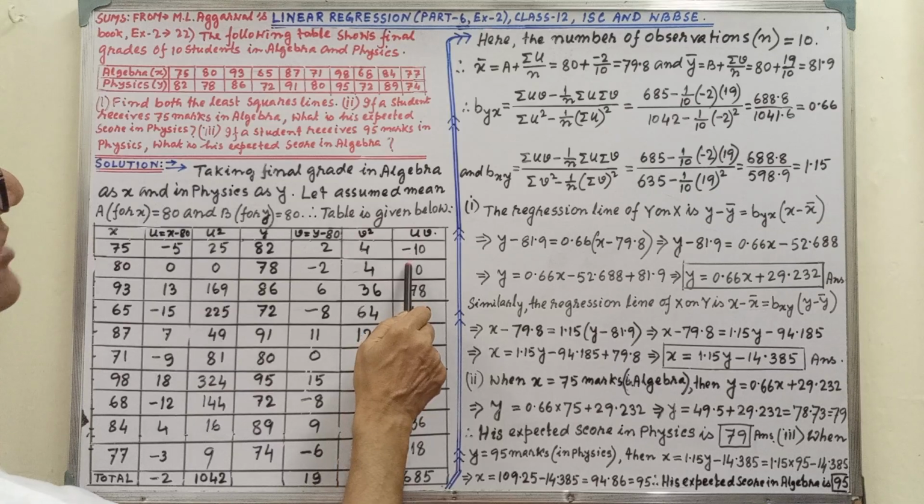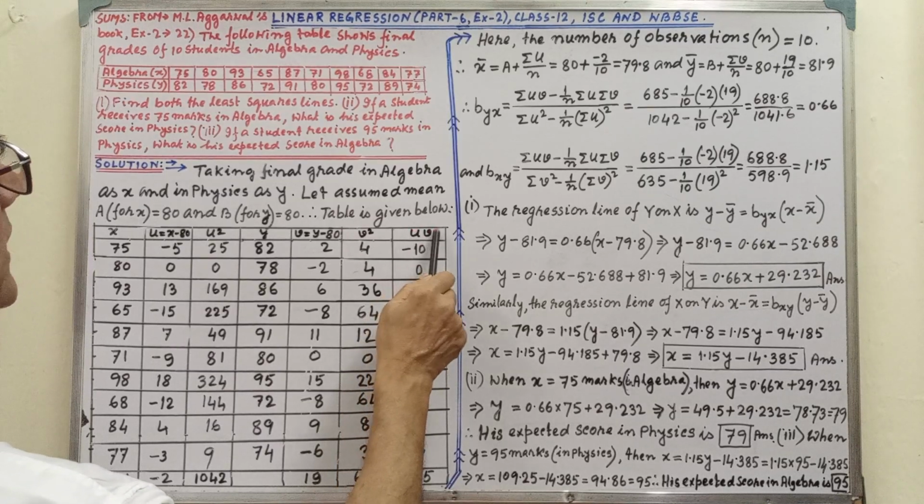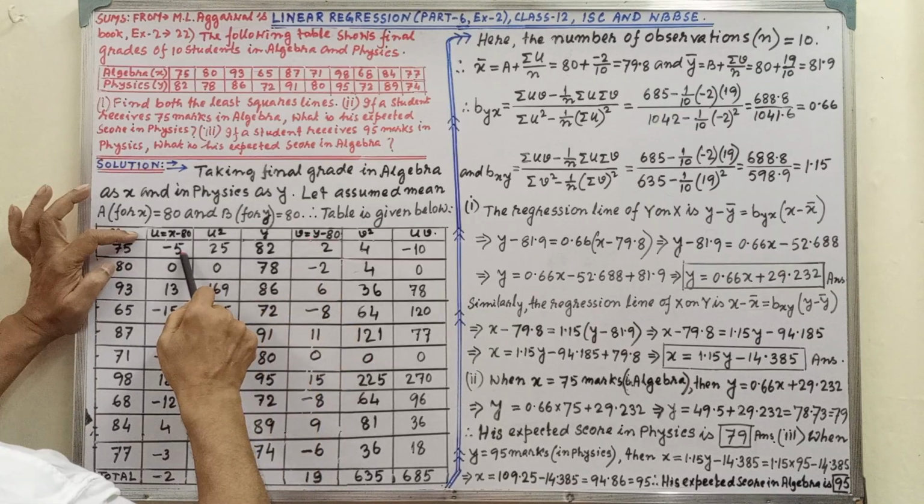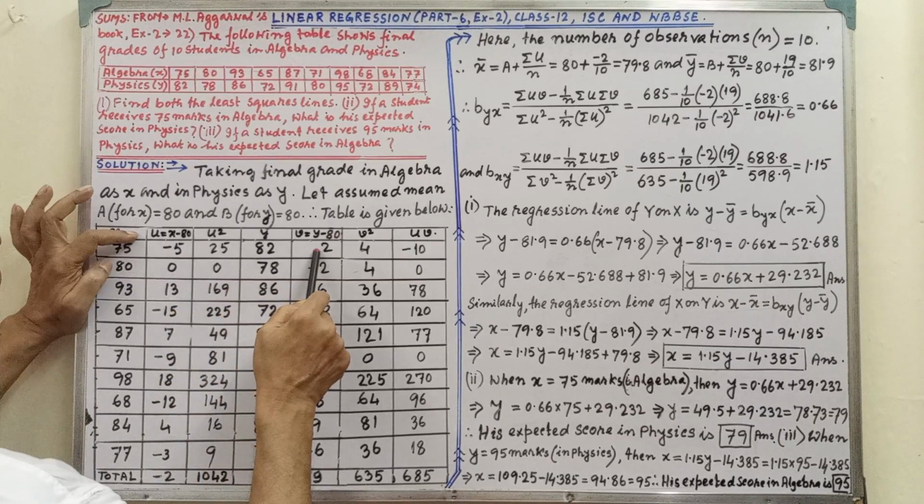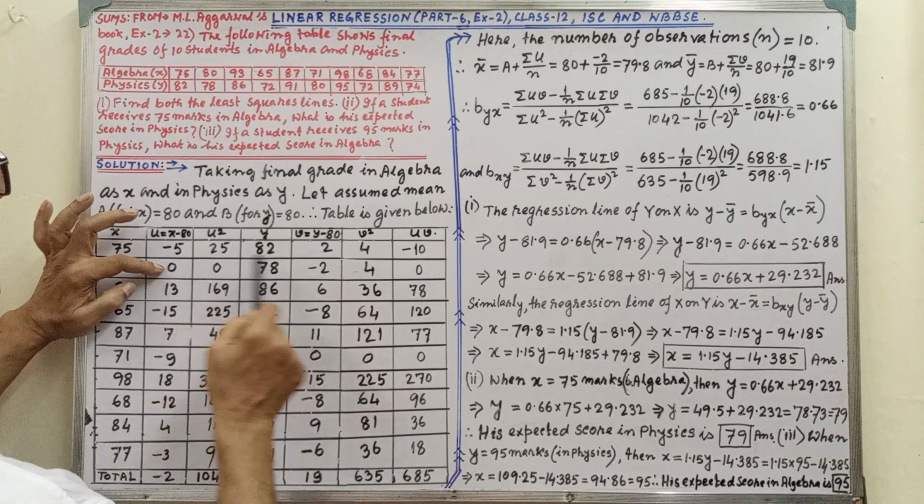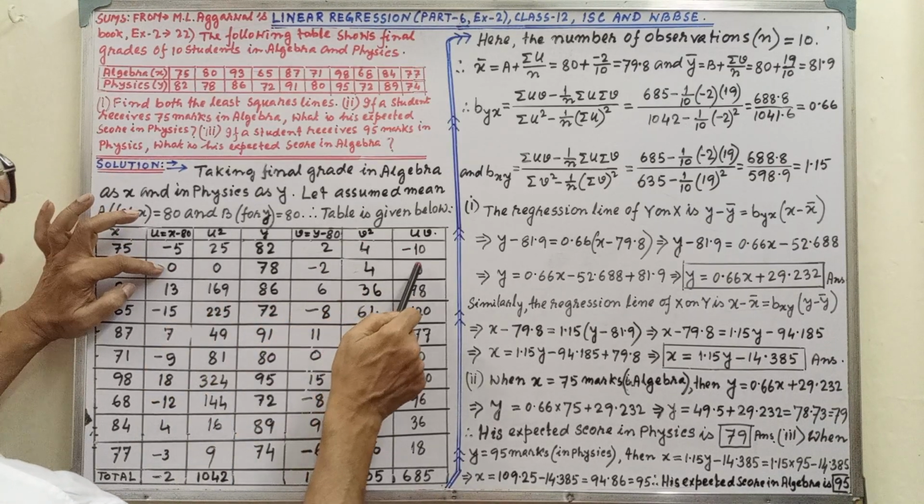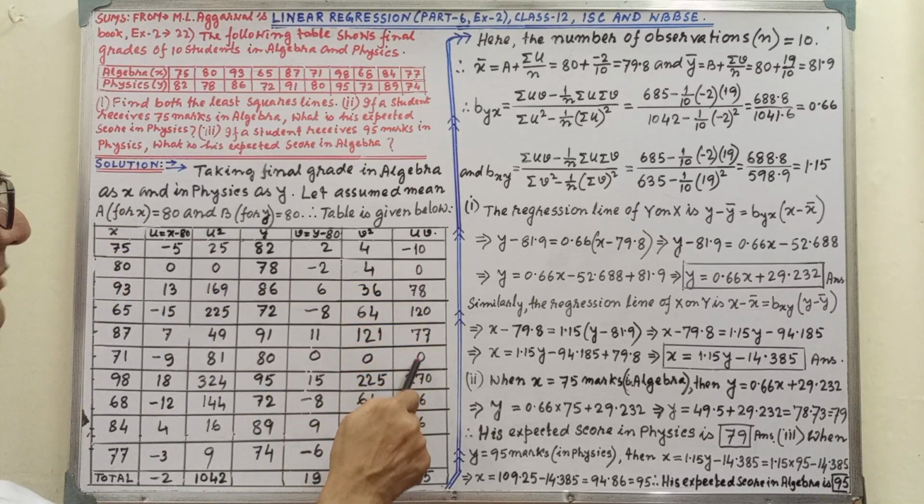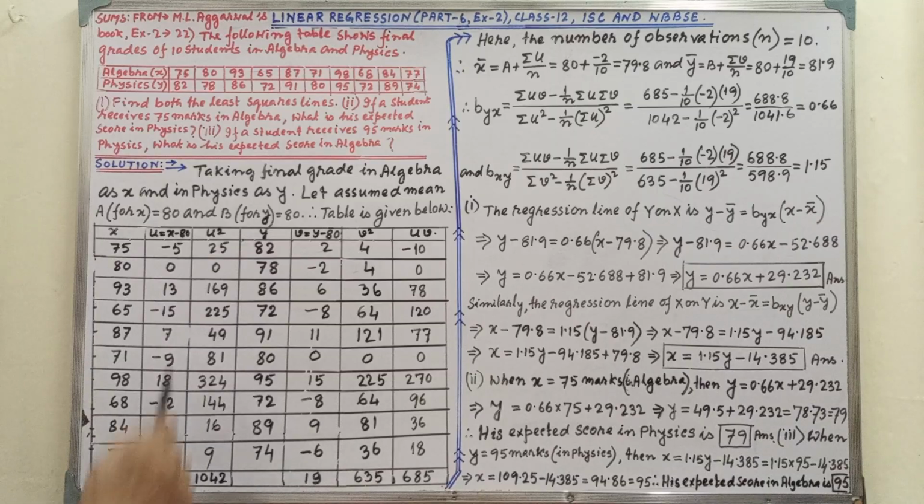Then we have to find out the value for UV, U into V. This is U and this is V. U is minus 5 and V is 2. So by multiplication, we are getting minus 10. In this way, 0 into minus 2, that is 0. In this way, all the values what we are getting, we have to write in this table. Then we have to add.